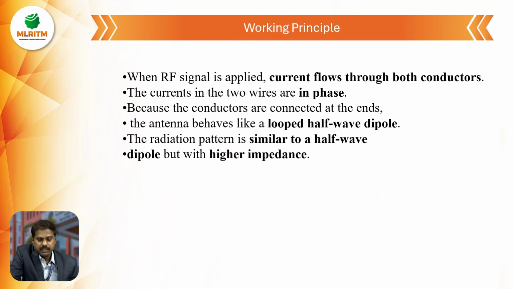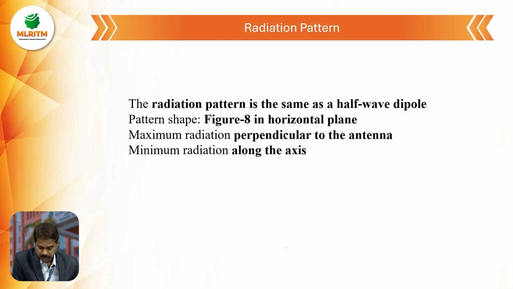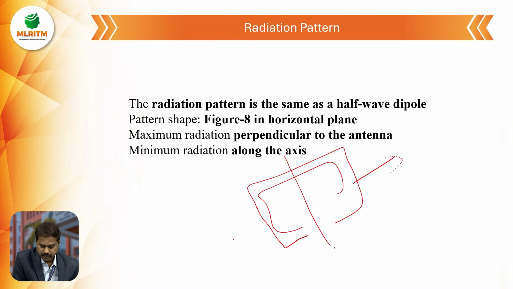Working principle. When an RF signal is applied, as we just discussed, current flows through both conductors. The currents in the two wires are in the same phase. Because the conductors are connected at the ends, the antenna behaves like a looped half-wave dipole. The radiation pattern is similar to a half-wave dipole but with higher impedance. Suppose this is the axis of the folded dipole antenna. The radiation will be like this, maximum perpendicular to the axis and minimum along the axis.